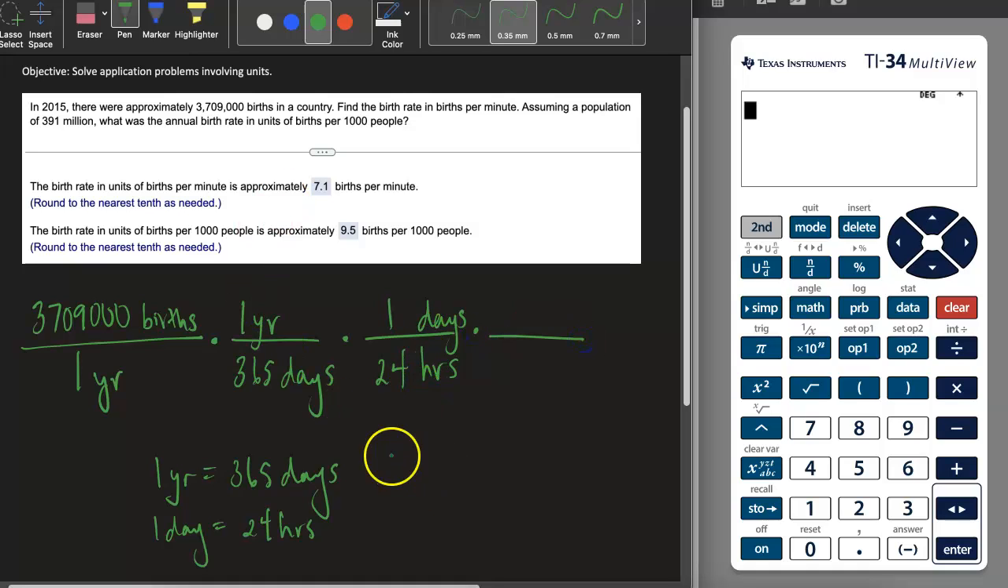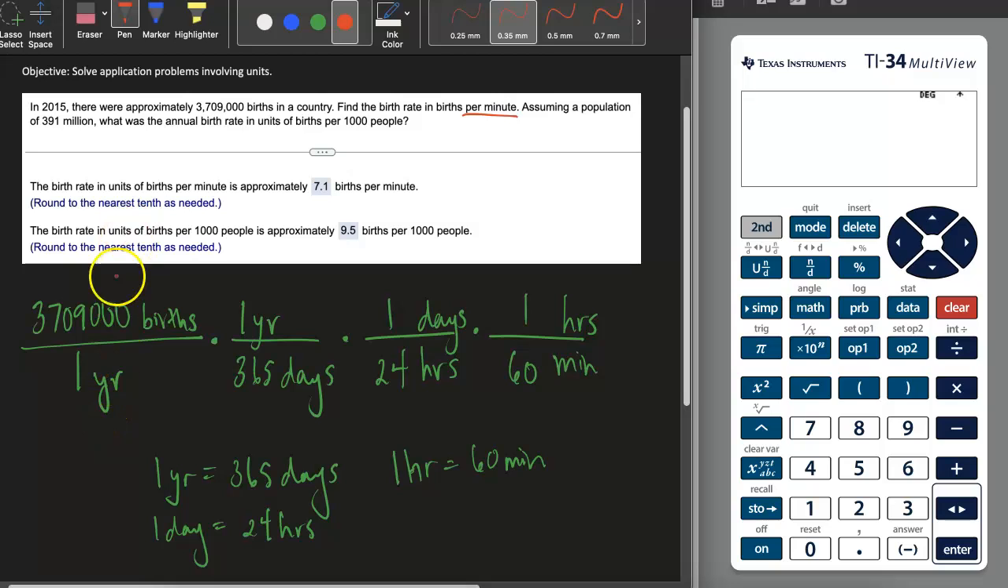Let's see, we've got another fact that 1 hour is 60 minutes. Okay, so again, hours here in the numerator, because I'm purposely placing it this way so that it will eventually cancel. Minutes here in the denominator. 1 hour is equal to 60 minutes. Okay, and I'm going to stop at this point because I wanted to find birth rates per minute.